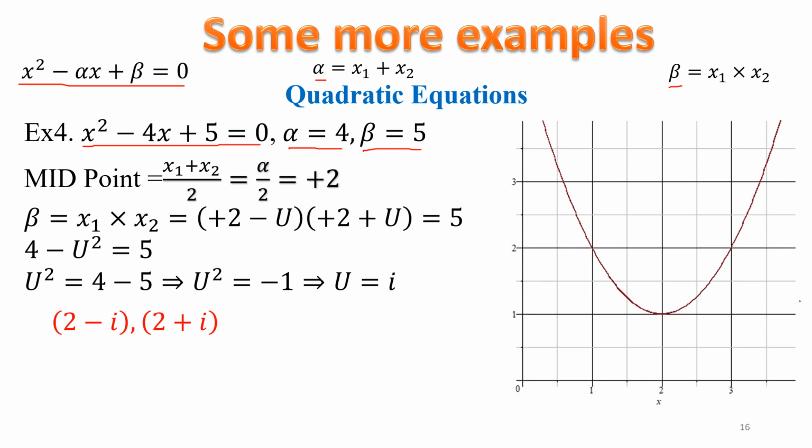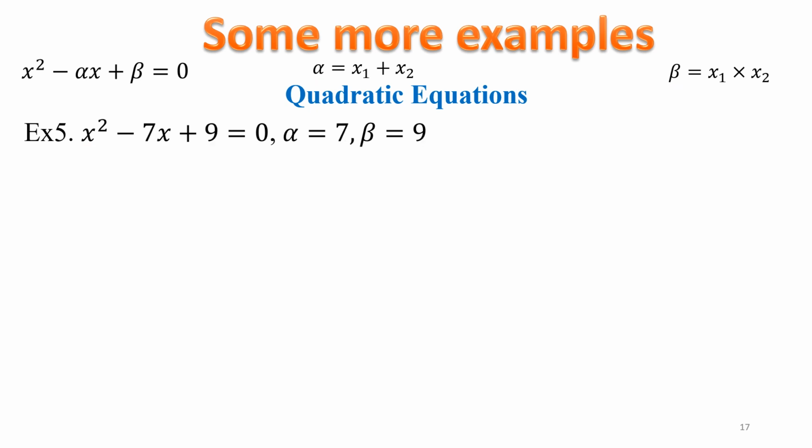And if you plot this in Maple using the equation we have started with, you can see that this is a parabola opening upwards having vertex at x coordinate 2, y coordinate 1, and you can clearly see that this is not touching x-axis, therefore it is not having real roots, it possesses imaginary roots.